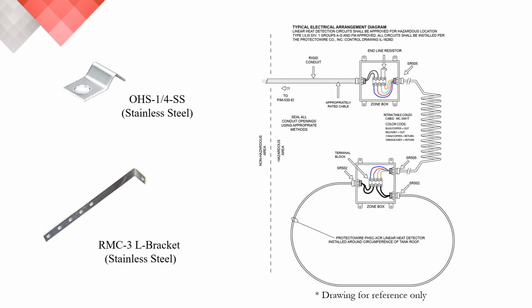Follow that down and you will see another zone box where the Protectowire runs in a circular configuration around the foam dam. Now, when you follow the power back up the retractable cable, you'll notice that there's an end-of-line resistor in the top of the first zone box. There's your Class B configuration.